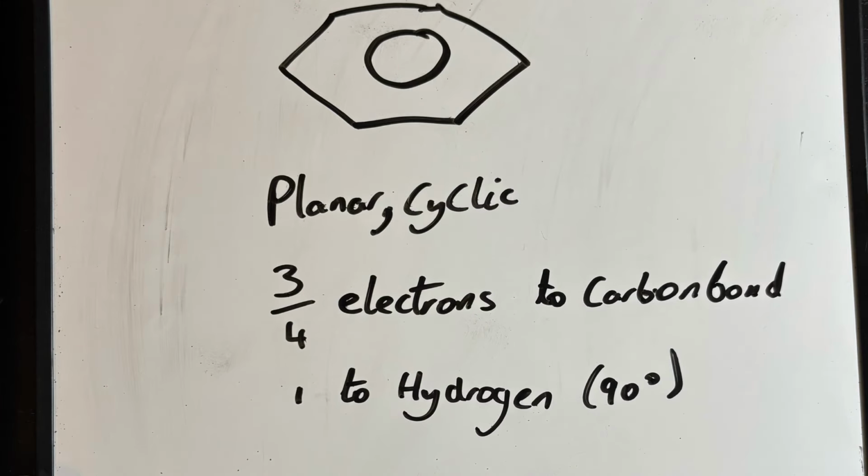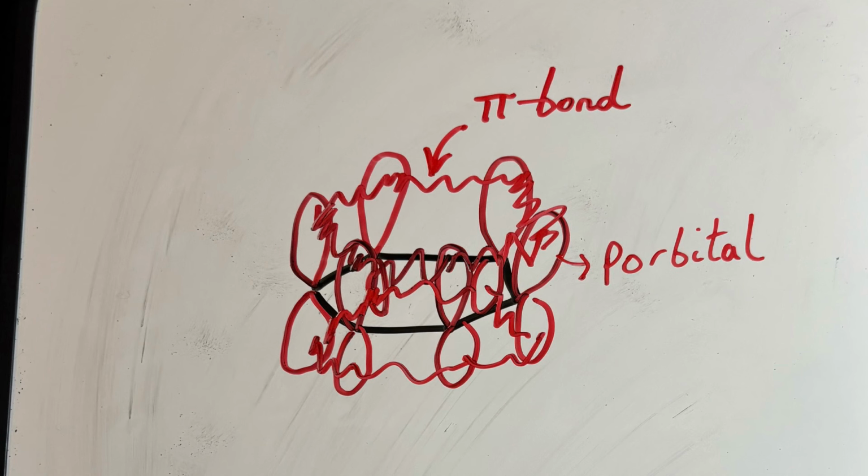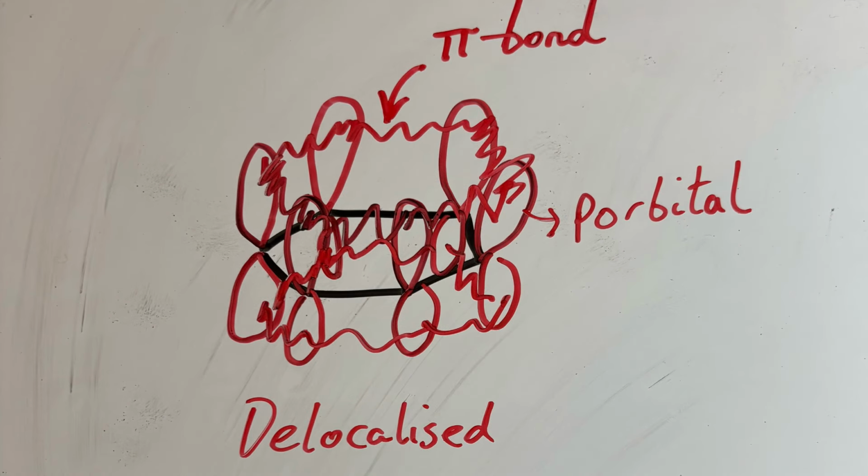Now, benzene is planar and it is cyclic, and 3 of the 4 carbon electrons are bonded to other atoms, and then 1 is bonded to hydrogen. And these hydrogens are at 90 degrees to the carbon. This is how you draw a 3D model of benzene. So you draw a flat hexagon, and then you have to make sure you draw your p orbitals, which are peanut shaped. Remember, that's how you remember it. And then you do the sideways overlap of these p orbitals, and that is your pi bond. And because there are pi bonds all the way around, we call this model delocalized, like we said earlier, and all that means is electrons could be anywhere within that ring.